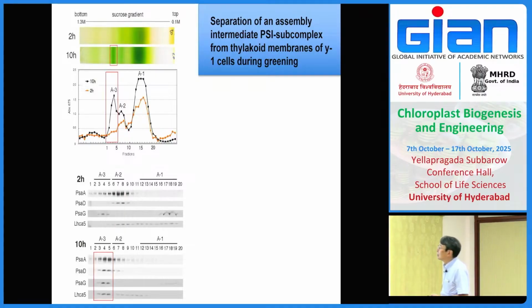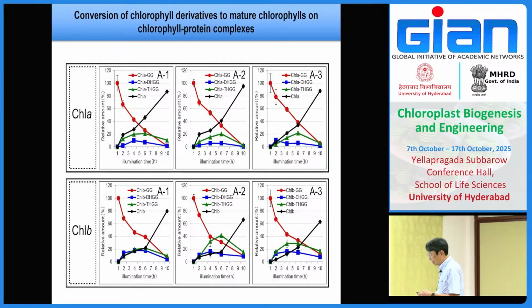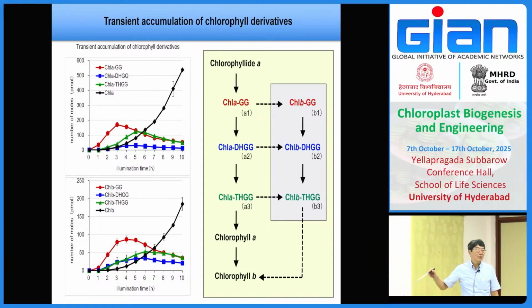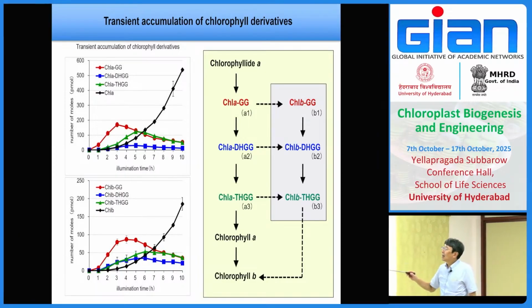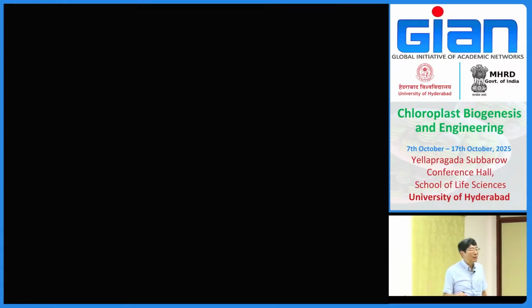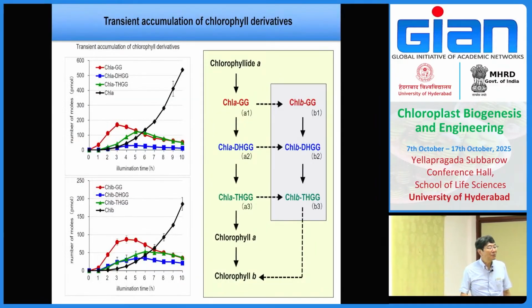So during greening, at least in this Chlamydomonas Y1 mutant, the accumulation pattern of chlorophylls is a little different from the wild type, and abnormally, chlorophyll A derivatives and chlorophyll B derivatives accumulate transiently. This happens.